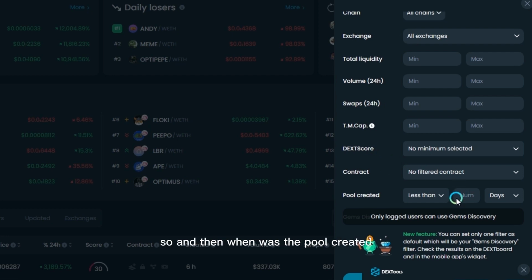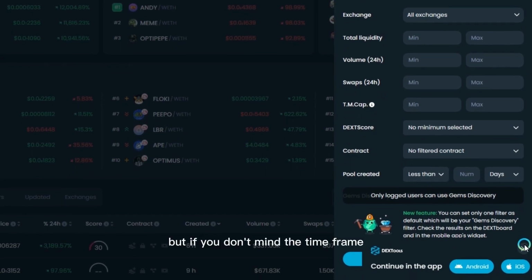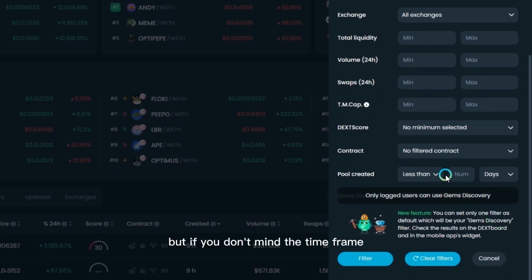And then when was the pool created? All right. So if you want them less than a day, more than a day, you choose for yourself. But if you don't mind the time frame, you don't mind the contract, you could just leave all of these and then just click on filter.